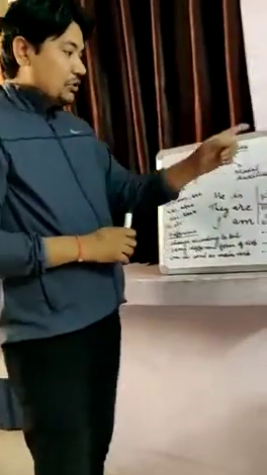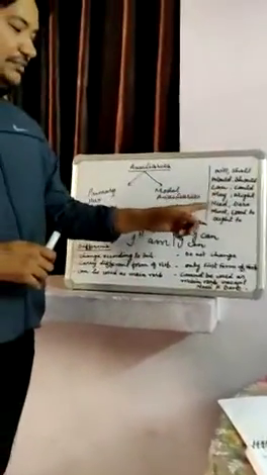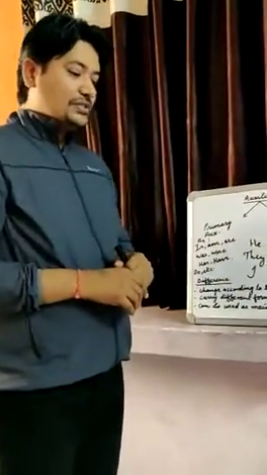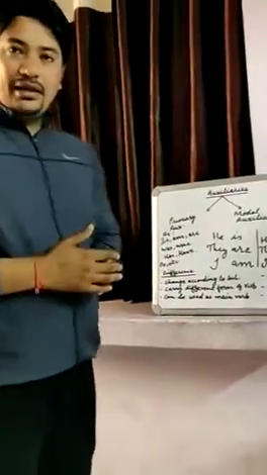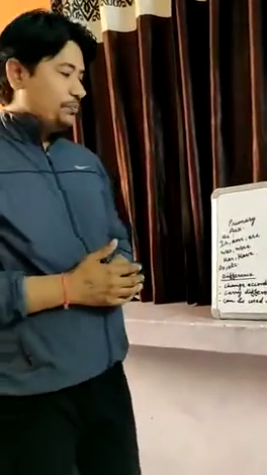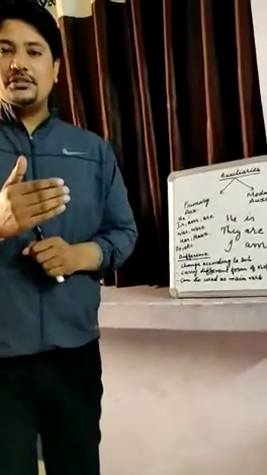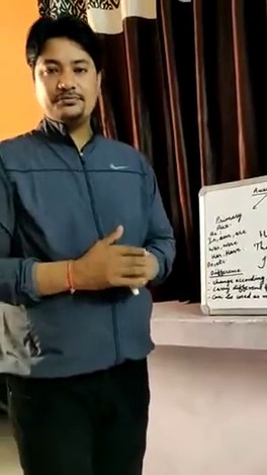Now, modal auxiliaries: will, shall, would, should, can, could, may, might, need, dare, must, used to, ought to. Is it clear? So first, we shall continue with will and shall. We know that will and shall both indicate simple future tense, isn't it?